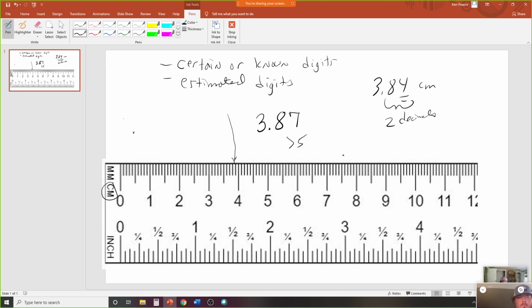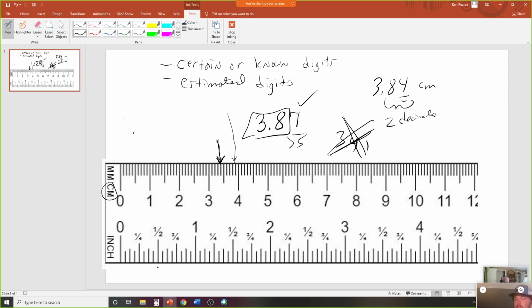Now, if you said 3.85, is that wrong? No, it's not wrong. If you say 3.86, it's not wrong. My estimate is 3.87. However, if you were to say 3.41, well, that's definitely wrong, because 3.4 is over there. You see what I'm saying? That's not right. But as long as you're 3.8 and then something else, it's just where you looked. Everybody clear on how to read that ruler?